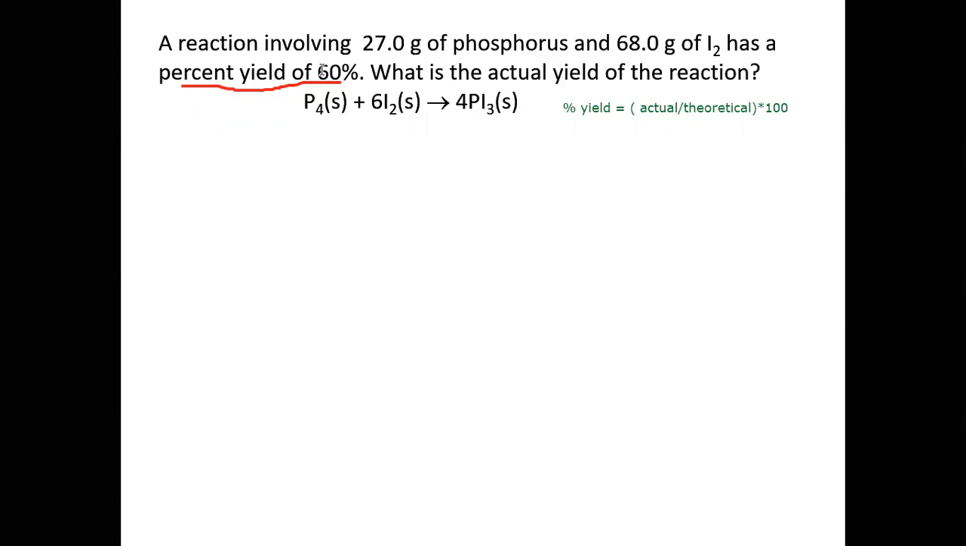So again, we got to do the same steps. We got to find out the moles of product produced by each reactant, and also which one is the limiting reactant, so that we can determine the theoretical yield. So we'll start here with P4, 27 grams.